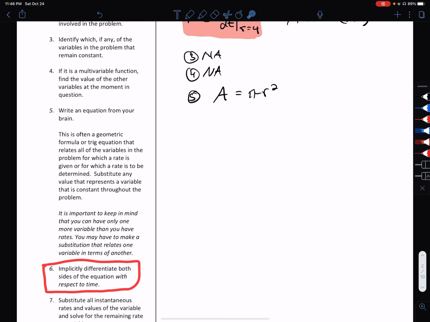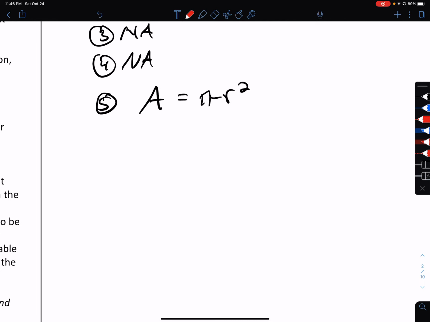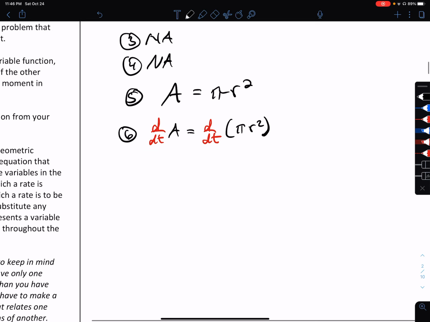6, implicitly differentiate both sides of the equation with respect to time. So this will be step 6. We're going to take the derivative of the left side of the equation and the right side of the equation with respect to time, which we practiced in the introduction.